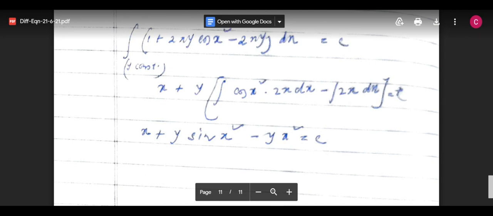So, shall I give you one problem, or tomorrow we'll solve? No, it will take time. Y square, you have to scan again. Y square e to the power xy. I cannot write it also here in the chat box, so many powers are there.